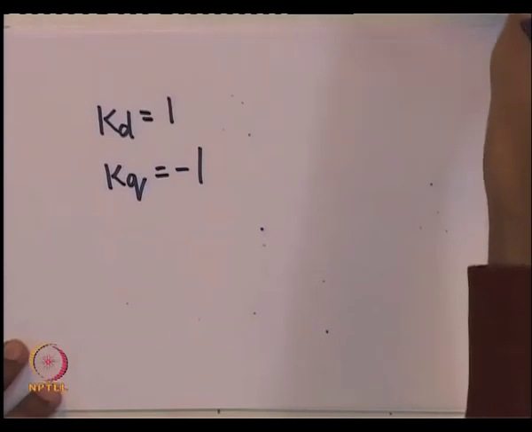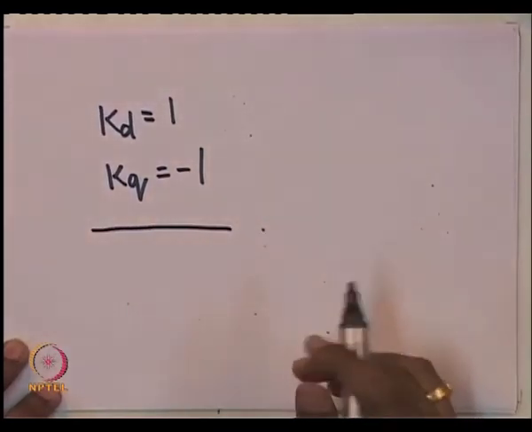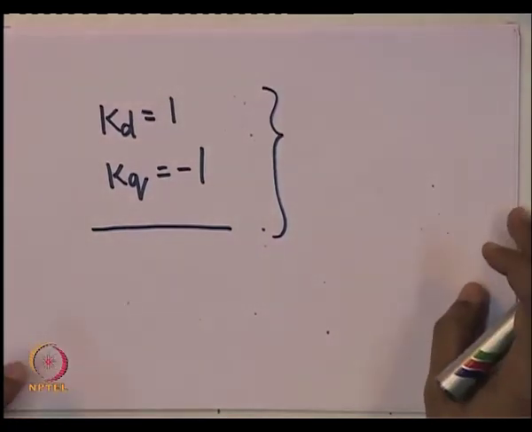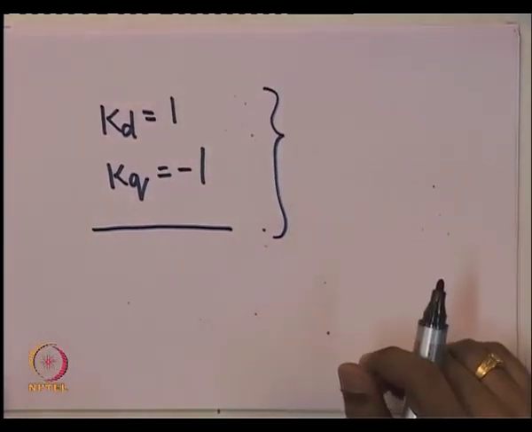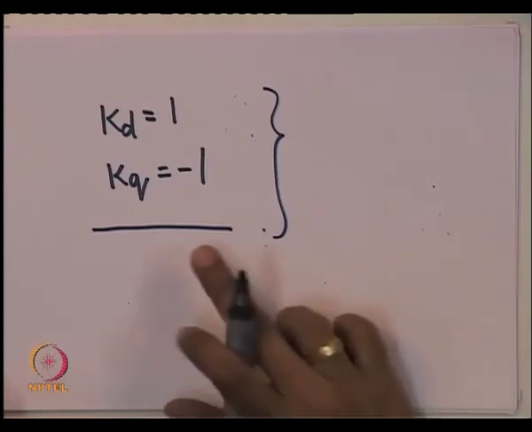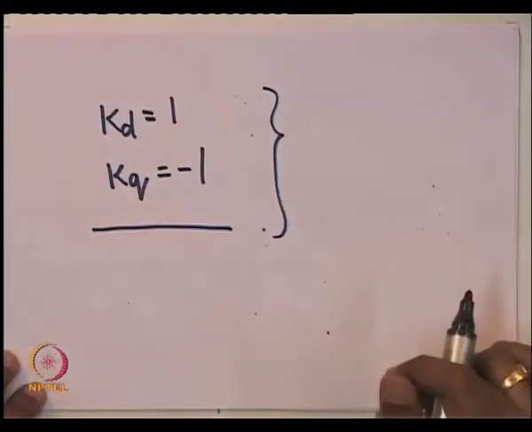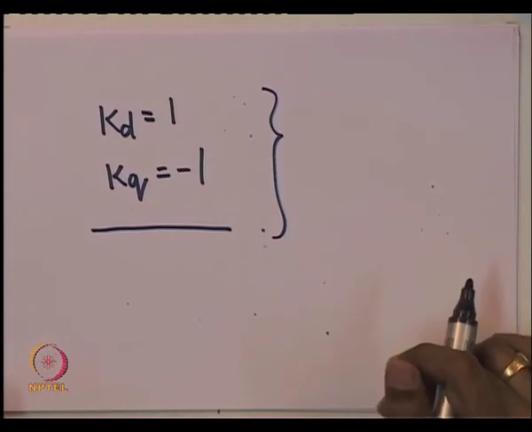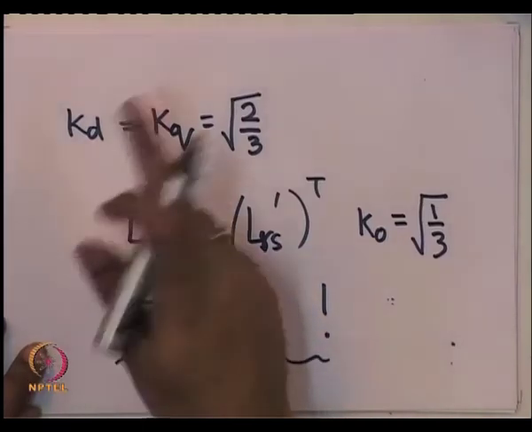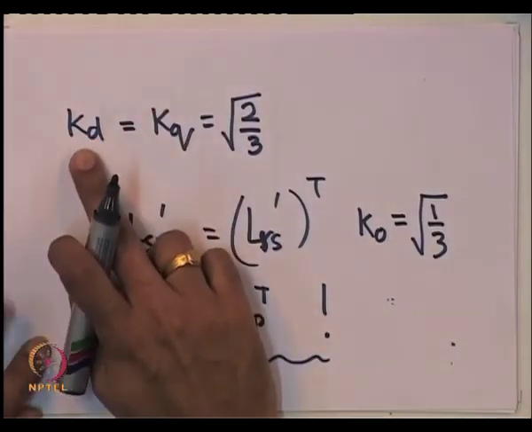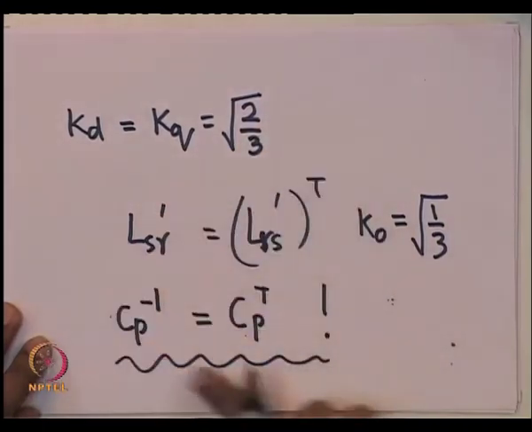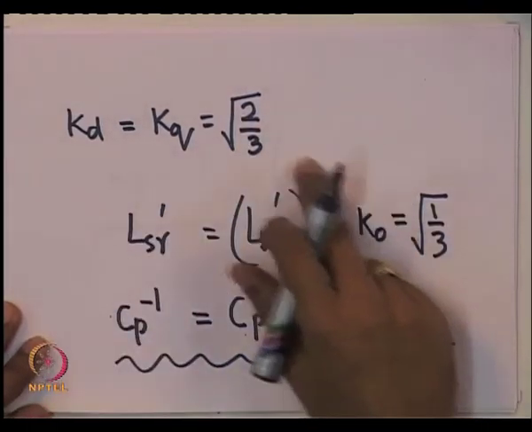So, just remember again that many industry papers, as well as books by Kundur and many other books, follow the convention Kd is equal to 1 and Kq is equal to minus 1. In this particular course, I shall follow Padiyar's convention, or the IEEE convention actually, which is Kd is equal to Kq is equal to root 2 by 3, because it gets us some benefits.